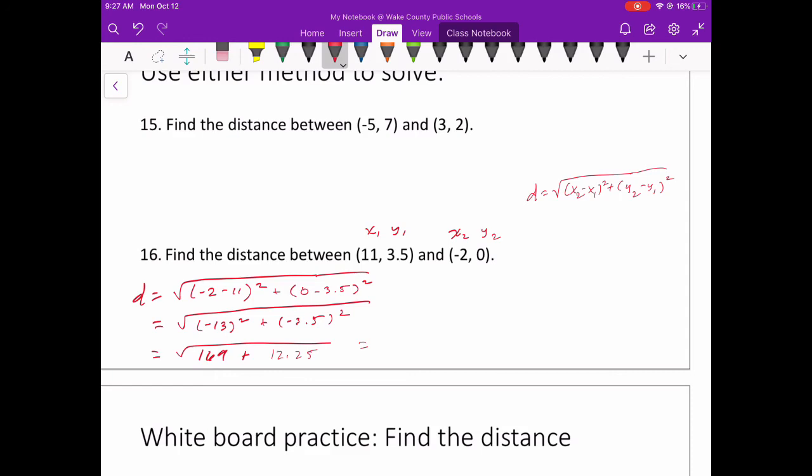You get 181.25. Still need to take the square root of it. And you get 13.46 units. And again, that's without drawing or graphing at all. Okay, practice with this. Use either the triangulation method or the distance formula. And good luck.